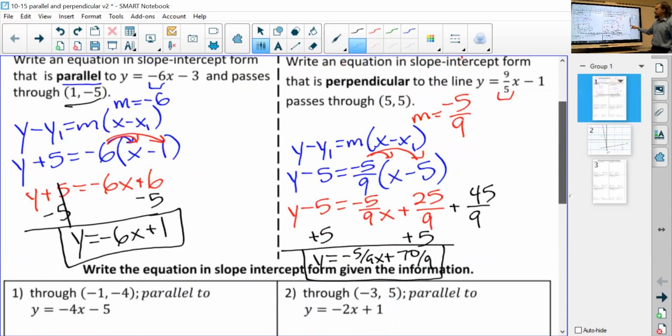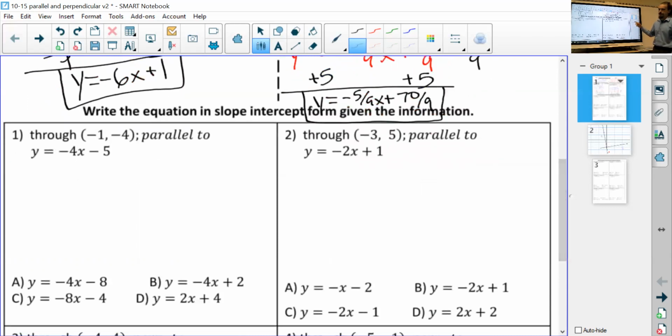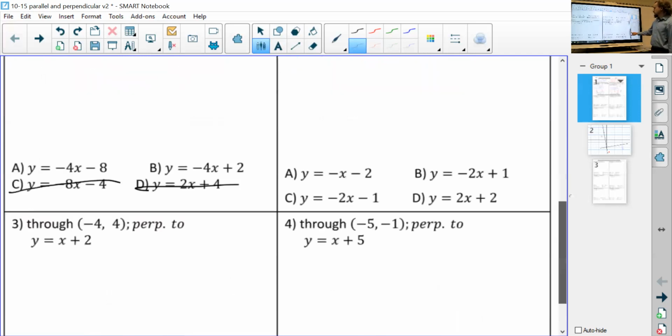Other than that, we're answering questions, but they're multiple choice, so the same shortcuts apply. Like if this one says parallel, we know the slope is going to be -4. So we can eliminate any answer that doesn't start with y equals -4x. And for some of these, it eliminates all but one answer, so that's nice.